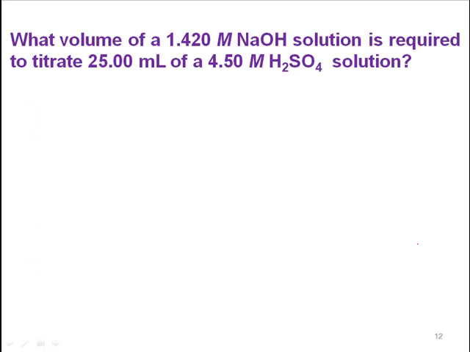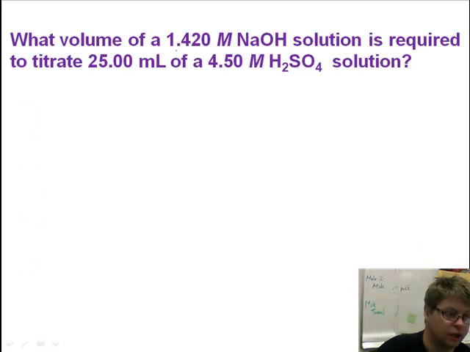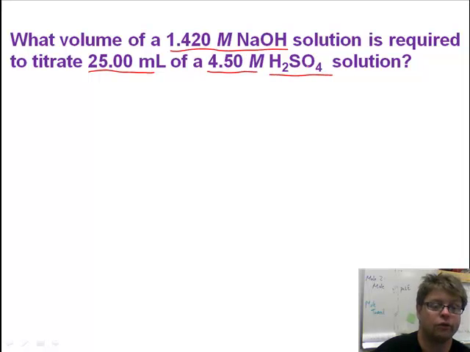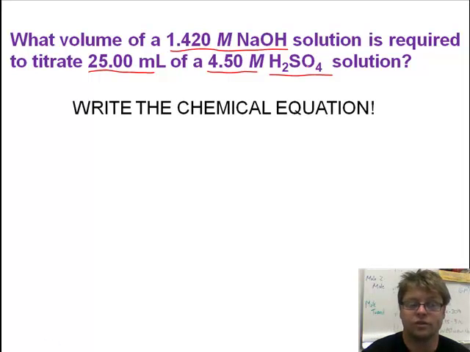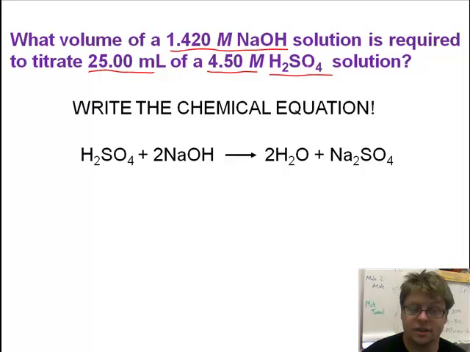So here we have a question. What volume of 1.40 molar sodium hydroxide is required to titrate 25 milliliters of 4.5 molar H2SO4 solution? So the first step here is write the chemical equation. You've got to have the equation. So here's the balanced chemical equation. And what do we see about their ratio? It's 1-to-2.